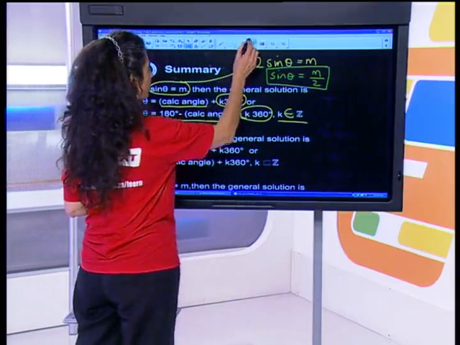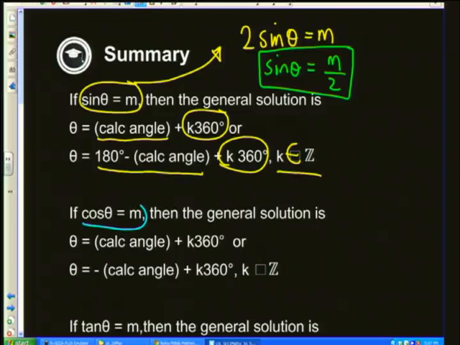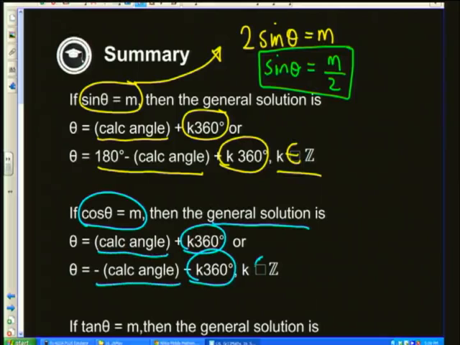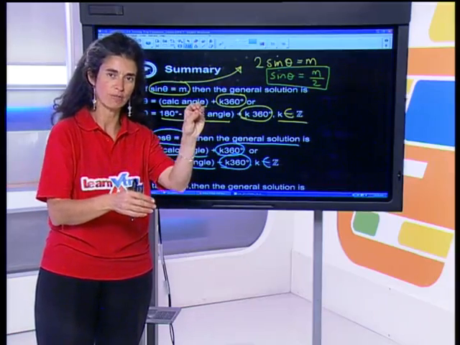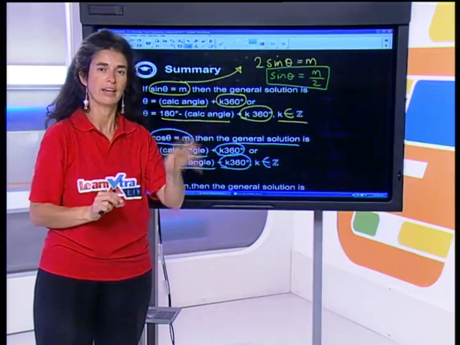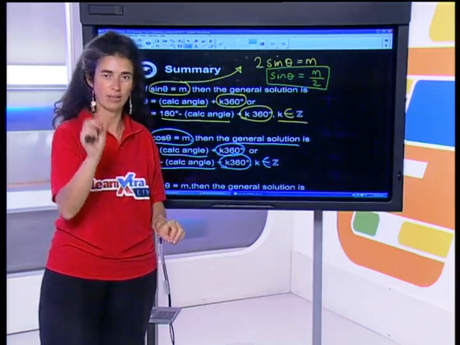Okay, then if we have cos theta is equal to a ratio, notice how cos theta has been isolated, then in this case the general solution is going to be theta equals the calculator angle plus multiples of 360, or the additive inverse plus multiples of 360, and k is an element of the integers. So these are standard formulae. They are mechanical in nature. If I get a ratio for sine, I get 2 formulae. If I get a ratio for cos, I get 2 formulae.